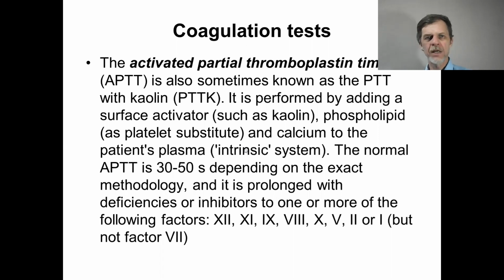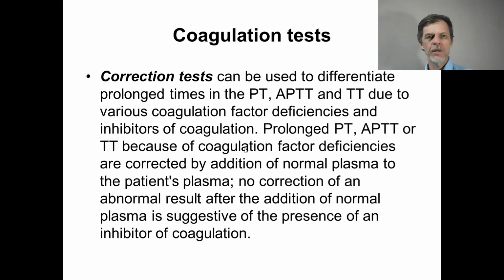And finally, we can do so-called correction tests. Again, we have 13 factors of coagulation. So what we can do is add these factors one by one and see what happens. If you add, for example, factor 9 and coagulation time becomes normal, okay, this is a deficiency of factor 9. We detect what happens. All this is known as correction tests.